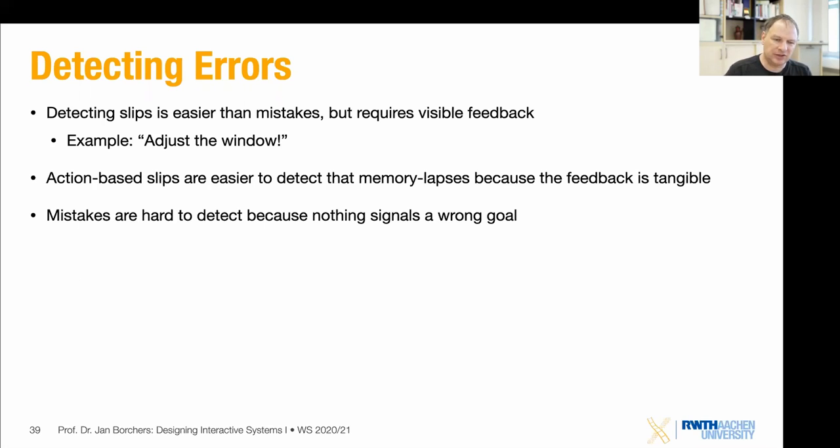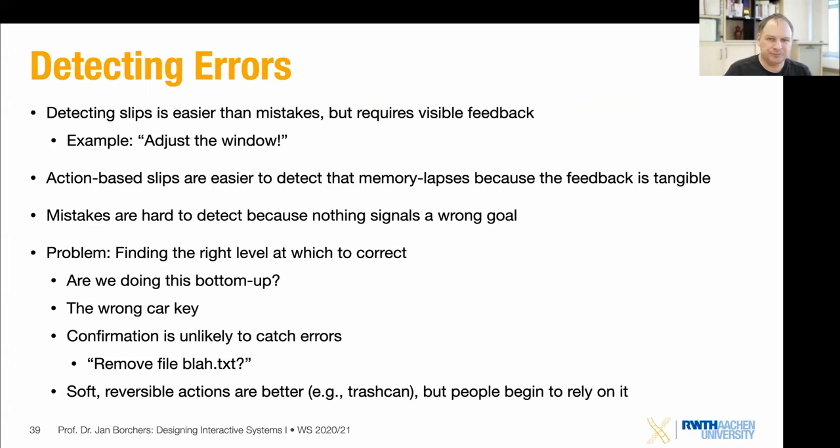Now the problem, of course, is how do we find the right level at which we should be correcting? And there is some indication that we may be doing our own error processing in a bottom-up fashion. The example I have here is, I think the book mentions this, somebody walking up to their car, trying to unlock the car, it doesn't work. So the first thing you try is you turn around the key, right? You try it the other way around, doesn't work.